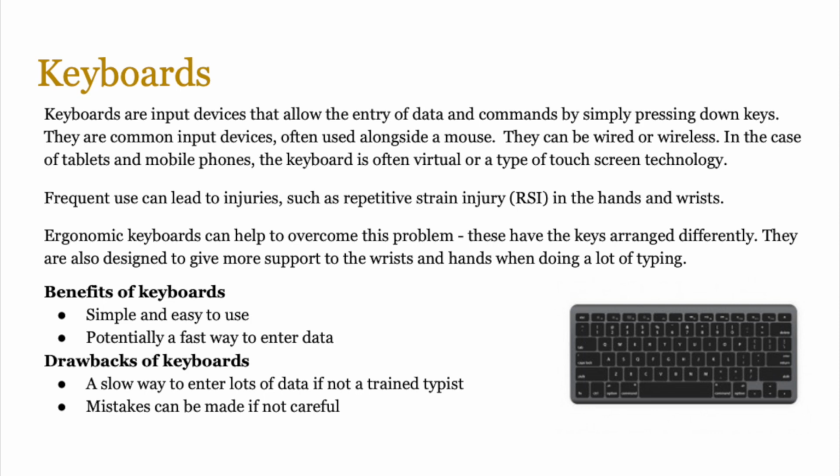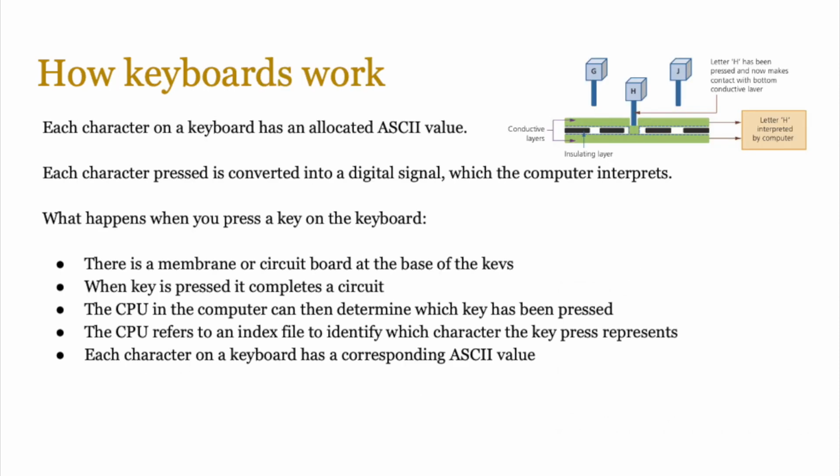However, you should be able to explain the operation of a keyboard, how keyboards actually work. Now, this is the bit that you need to remember for the exam. Each character on the keyboard has an allocated ASCII value, and each character that you press on the keyboard is converted into a digital signal, which the computer then translates into that particular value. So what happens when you press a key on the keyboard? Well, these are the bullet points, and chances are that you'll score a mark for each one.